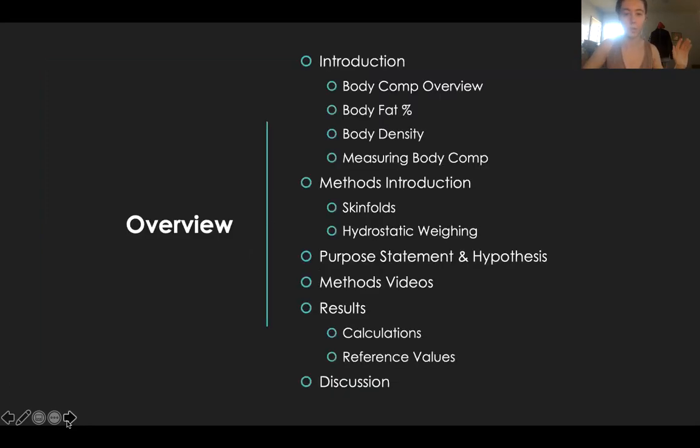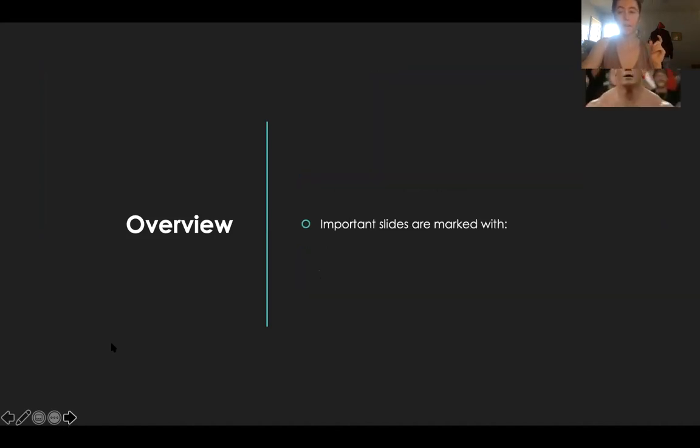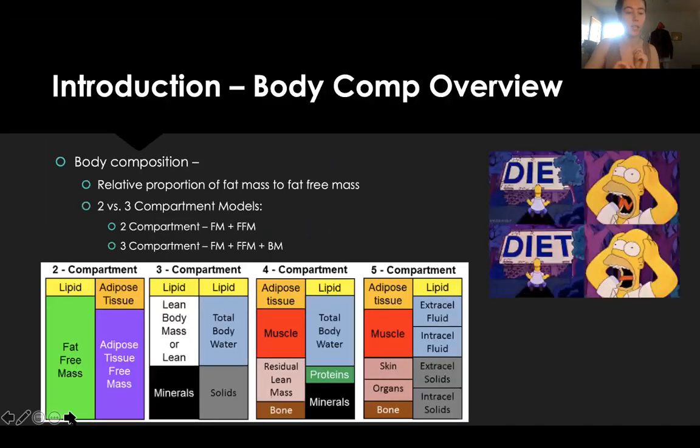But anyway, today we're talking about body composition. We're going to go through this pretty quickly. We're going to go through the introduction, what it is, and how to determine body fat percentage. We'll talk about the methods, so the experiments that we're going to do. And then the purpose statement and hypothesis. You guys can watch your methods videos, and then we'll go over the results really briefly. We have a little John Cena at the top. Very nice.